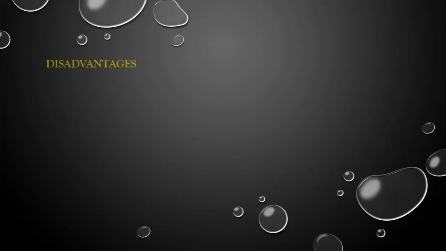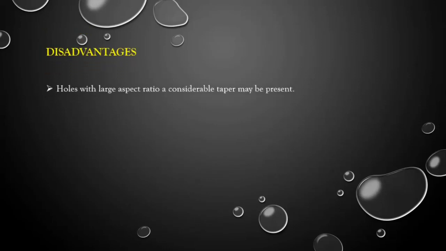And some drawbacks, that is, disadvantages of the drilling process are: holes with large aspect ratio, considerable taper may be present. What does taper actually mean? It is the non-uniformity in hole diameter. Here the hole diameter decreases as we move downward.